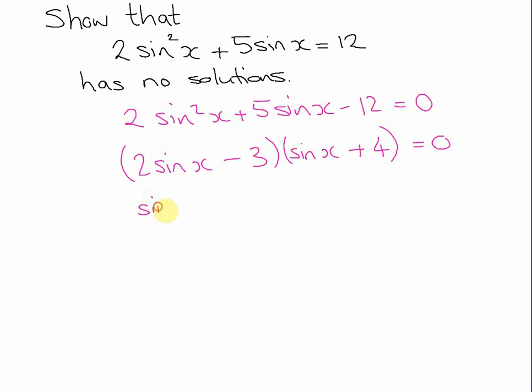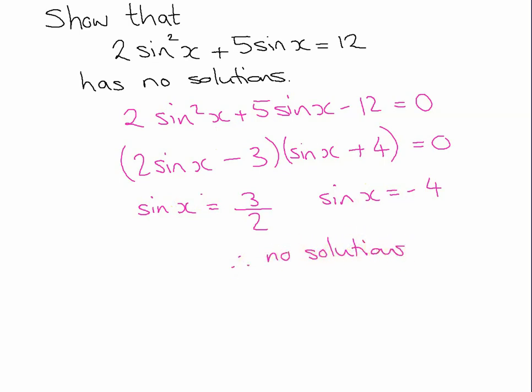Right, so hopefully you've started to see it maybe, but that has no solutions, this bracket here, because the sine ratio only goes up to a maximum of 1, and this one will also have no solutions because the sine ratio only goes down to -1. Okay, so therefore no solutions. It was as simple as that.